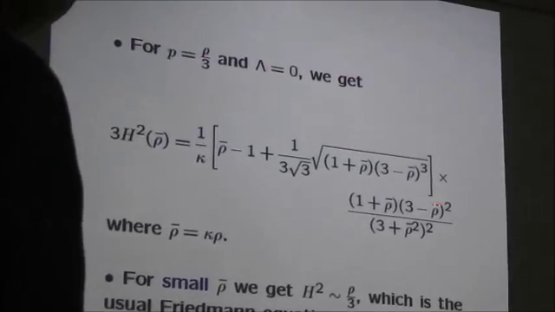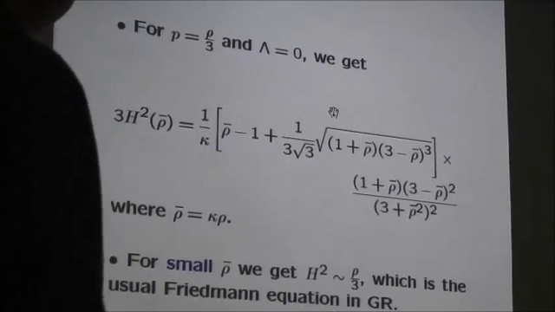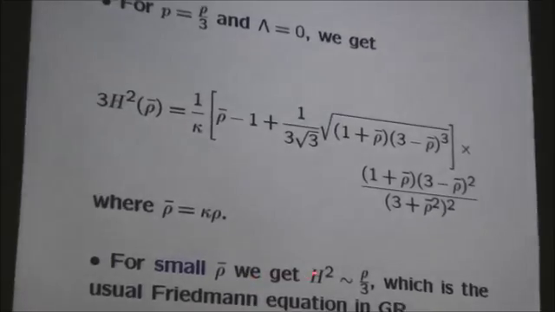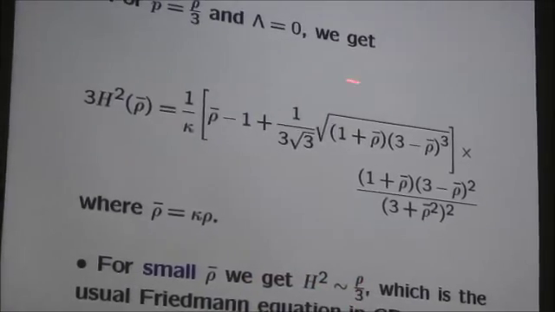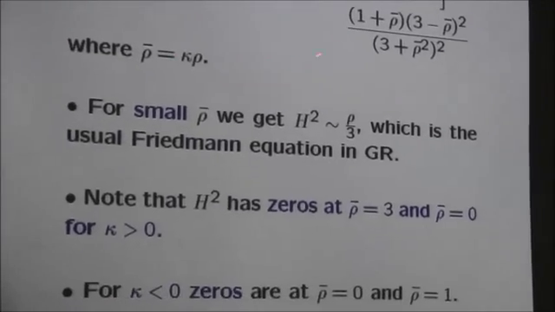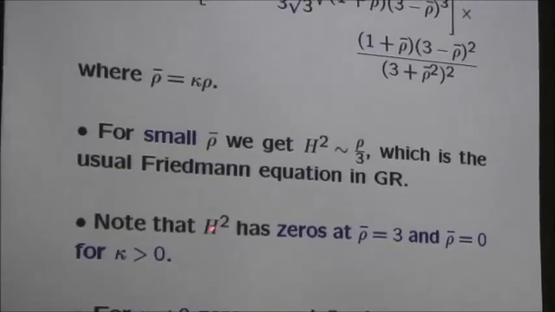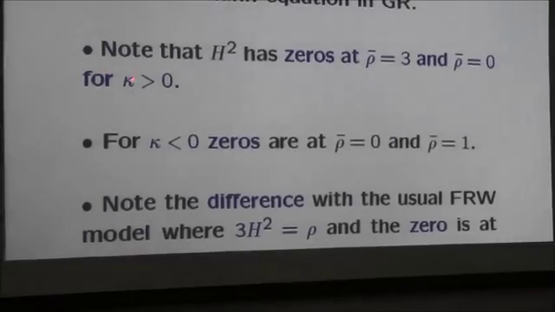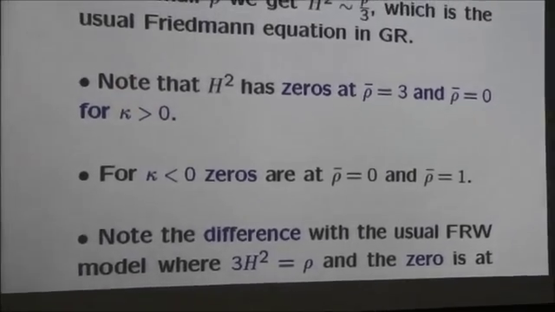And for P equal to rho by 3, lambda equal to 0, you get this equation. So for small rho bar, if you take the small rho bar limit, you will find H squared equal to rho by 3. It's very easy to check that. Note that H squared has zeros at rho bar equal to 3 and rho bar equal to 0 for kappa greater than 0. So this is a crucial point.